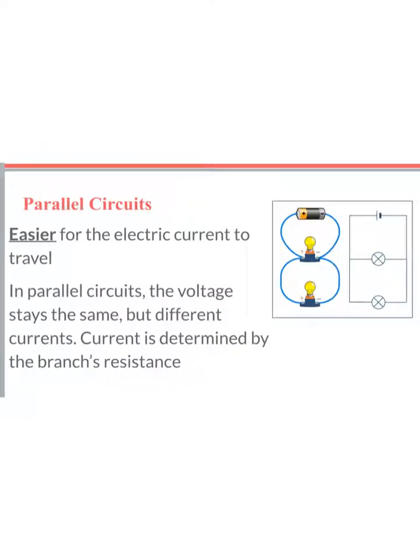In a parallel circuit, though, it's easier for the electrical current to travel. And in parallel circuits, the voltage stays the same, but there's different currents. And what can happen is that if one light bulb goes off, it does not impact the other light bulb. So if this light bulb goes off, there is still the ability for that current to travel and for this light bulb to light up. If this light bulb goes off, then the current can still travel like this, and this light bulb still stays on. So that's an example of a parallel circuit.